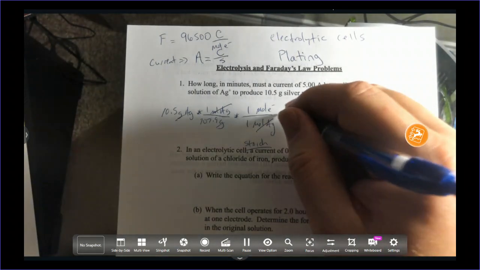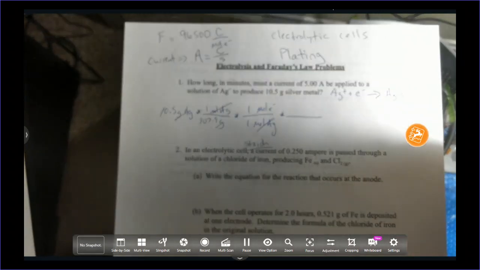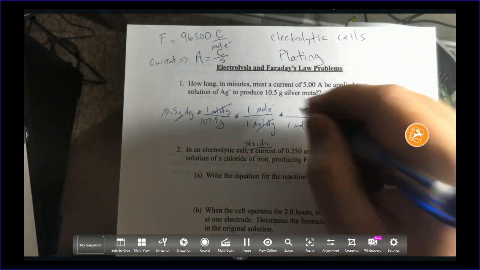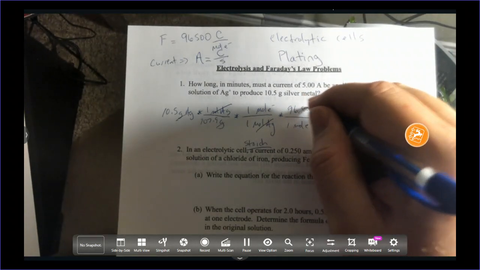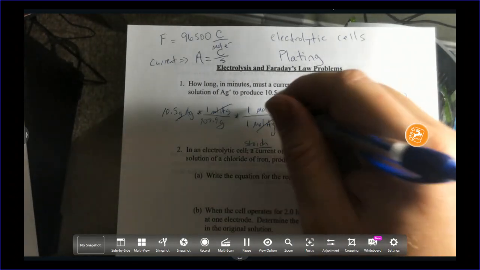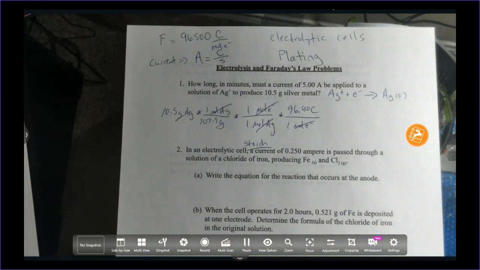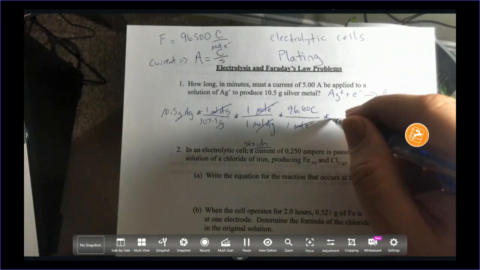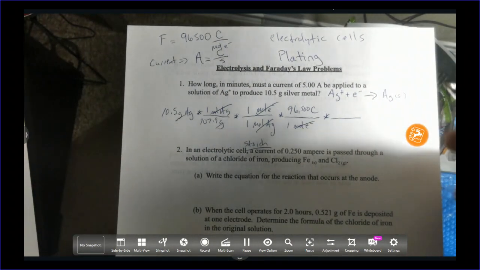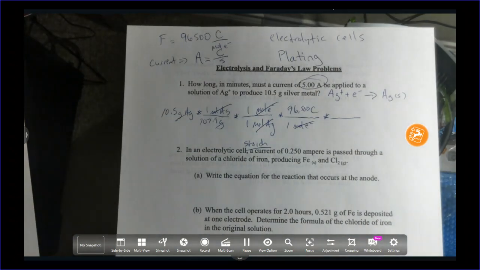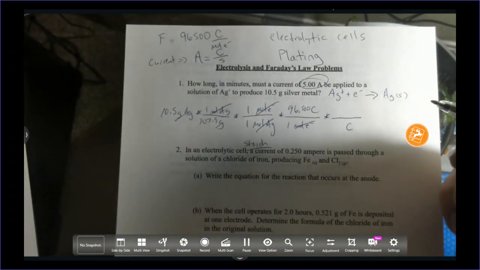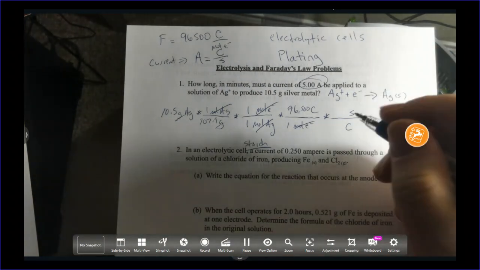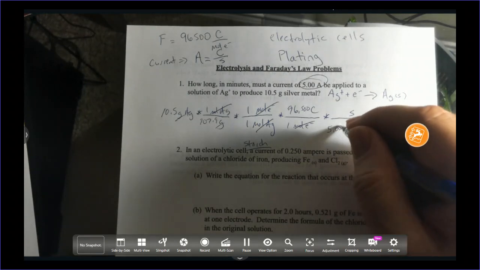Now the other new tool that we're going to use here is Faraday's constant. We know that for every 1 mole of electrons, we're going to need 96,500 coulombs of charge. So that's the total amount of electrical charge we need. And now we're going to see how much time that takes. We're going to be using the 5 amps. I need to know how much charge per second, or for how many total seconds. So that's going to be 5 coulombs per second.